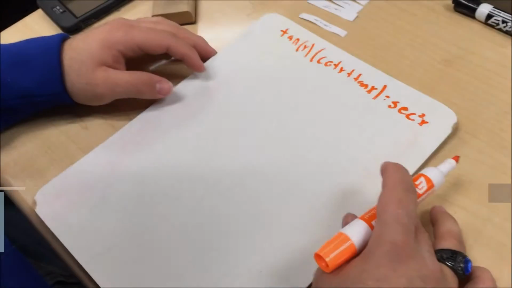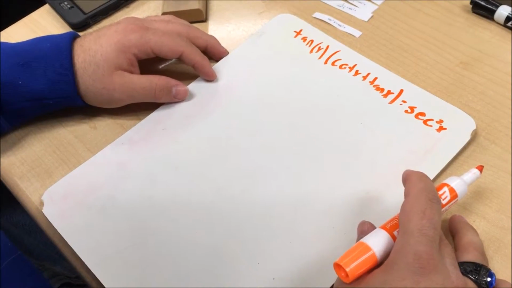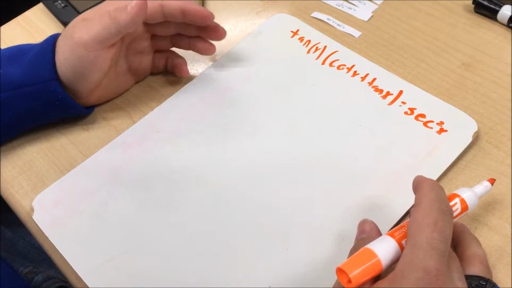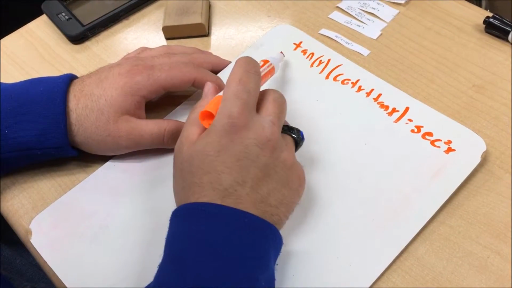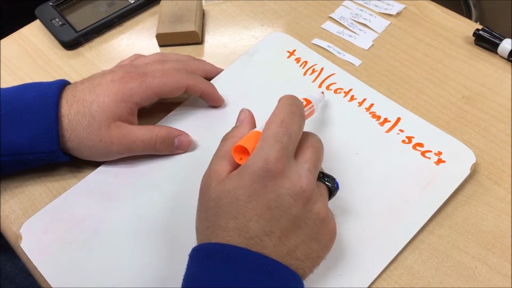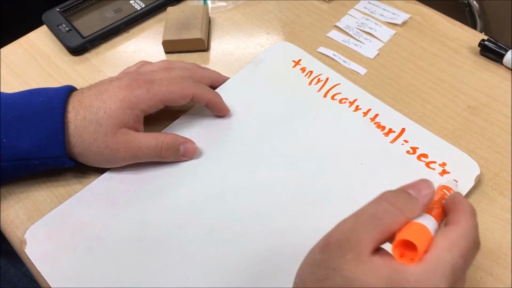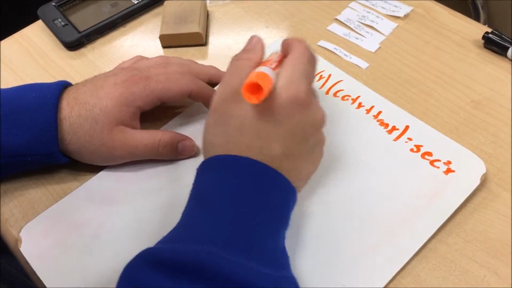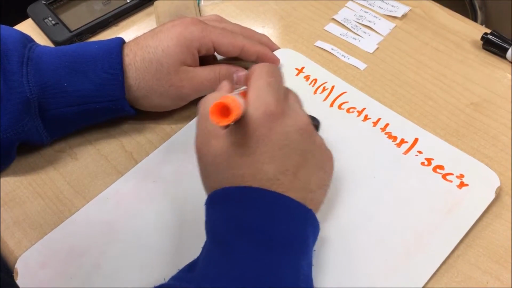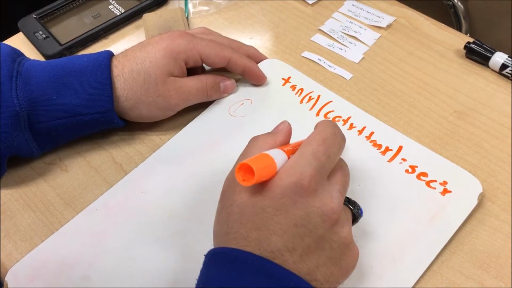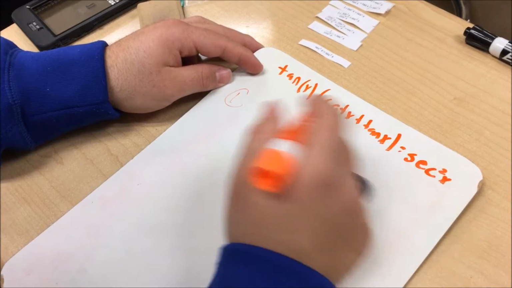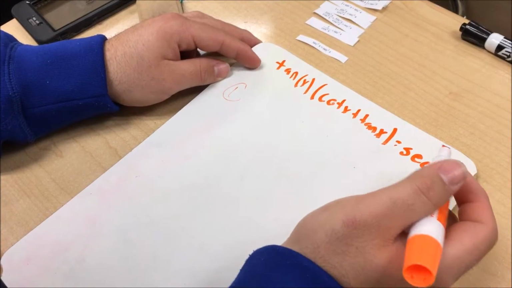Alright, so today we are doing verifying trigonometric functions. Our problem is tan x (cot x + tan x) = sec²x. So your first step is to figure out which side is going to be the easiest, or actually the hardest one to simplify.